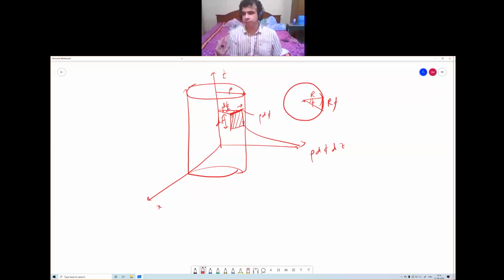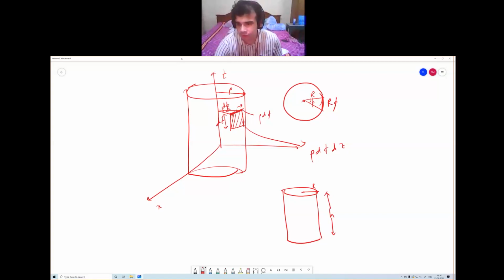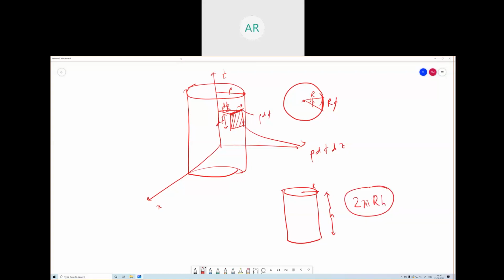Now let us do a problem which we have done in school, not in college, in school. I have got a cylinder of radius r and height h. What is the curved surface area of the cylinder? The answer is also very easy, 2 pi rh. But how to prove it?